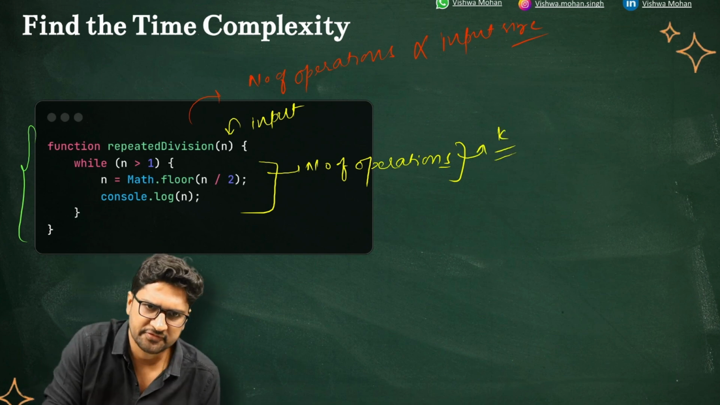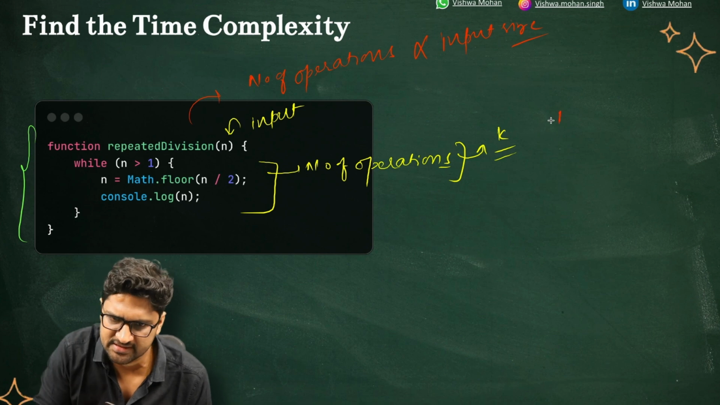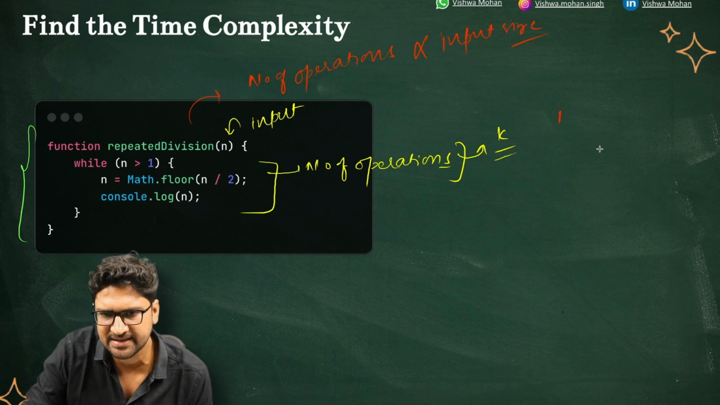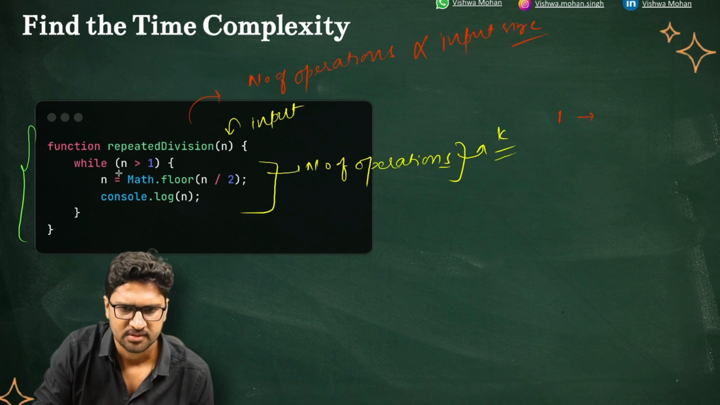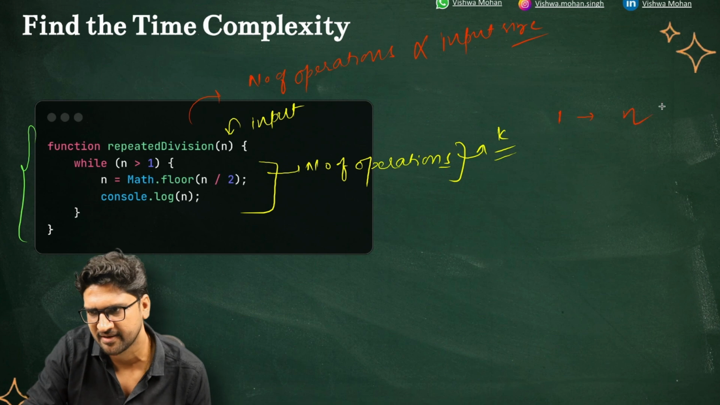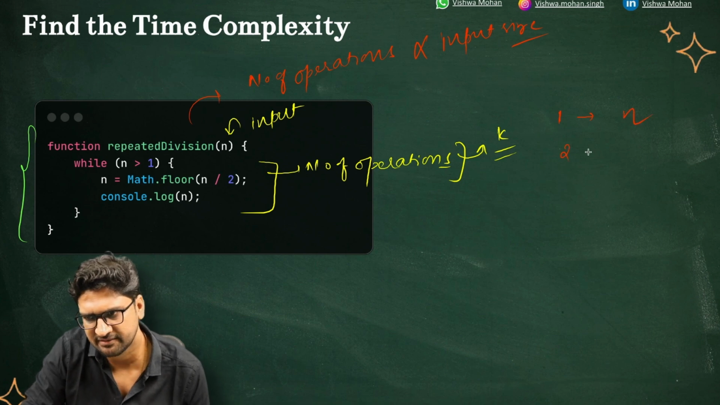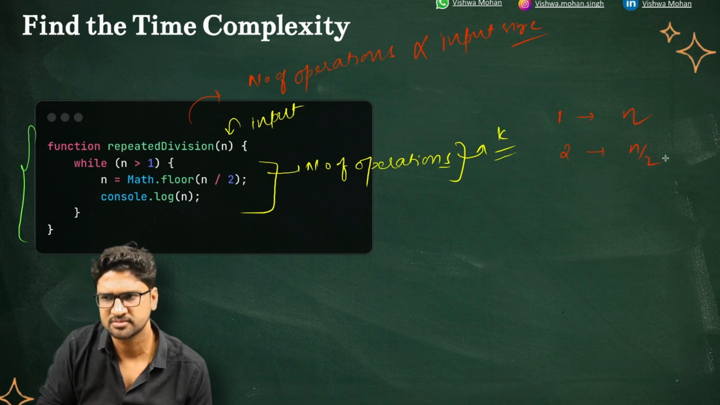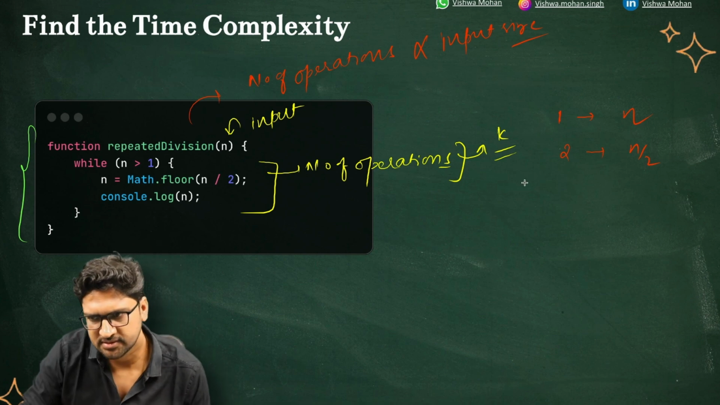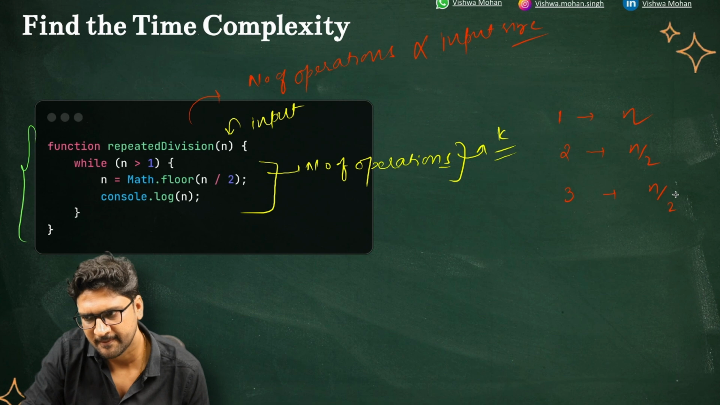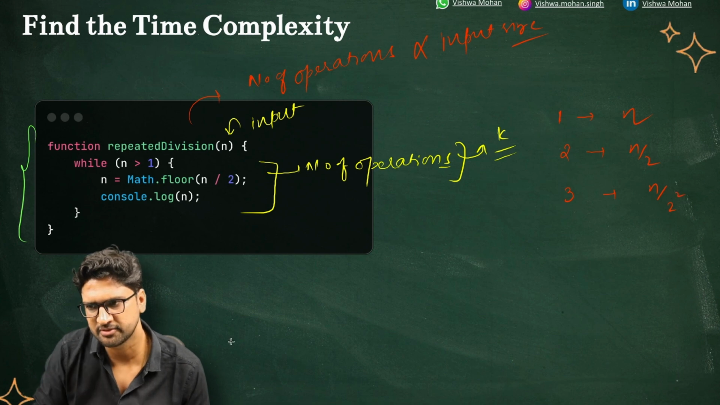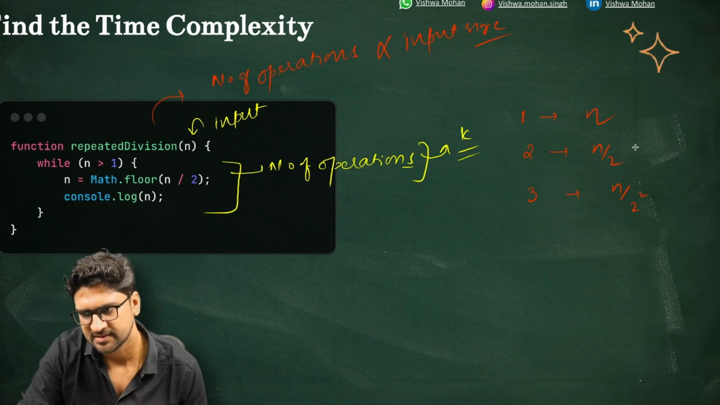Okay. So the first time when the while loop is running, at that time the value is equal to n. Second time when it is running, the value has become n by 2. The third time when it is running, the value has become n by 4, which is 2 to the power 2, right? I can write it as n into 2 to the power minus 1.